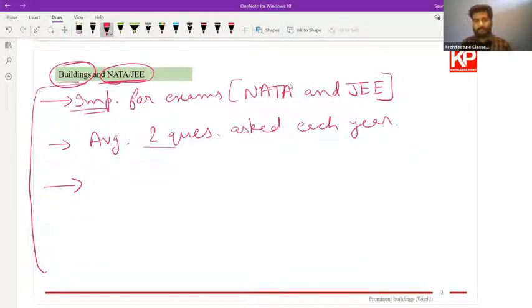And at the end of this class, I'll show you a lot of questions which were previously asked. From there, we'll try to solve them together. Also, we'll get an idea of what kind of questions they are asking till now.